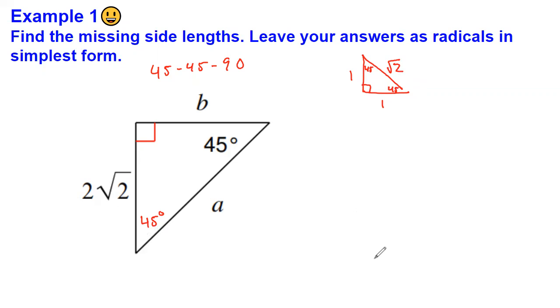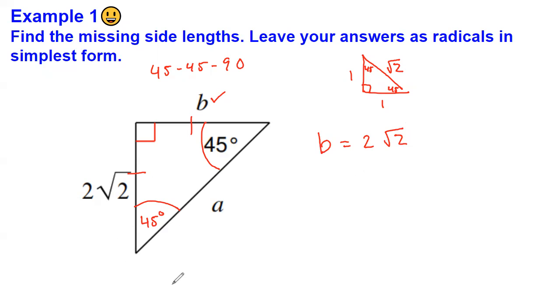Now, which sides do I have to find here? A and B. Now, we said that whenever we have base angles, my legs are congruent. So if this side right here, opposite 45 degrees, is 2 square roots of 2, what would this one be equal to? 2 square roots of 2. So B is going to be equal to 2 square roots of 2. All right, so we found B.